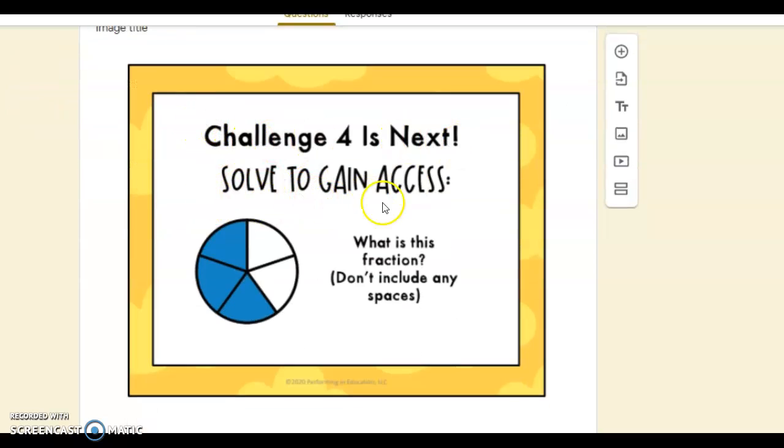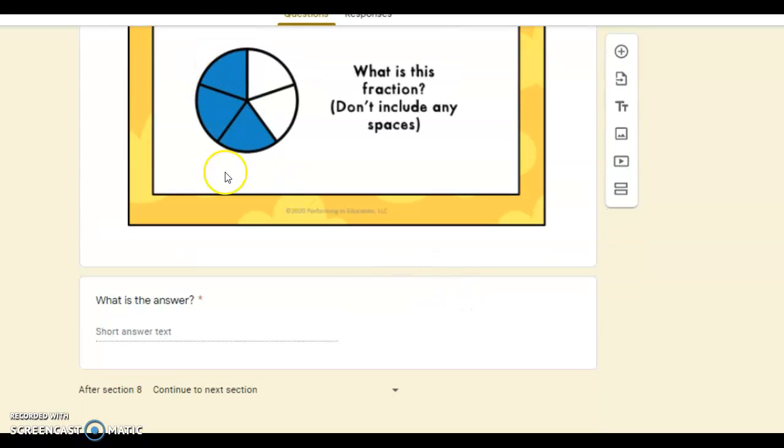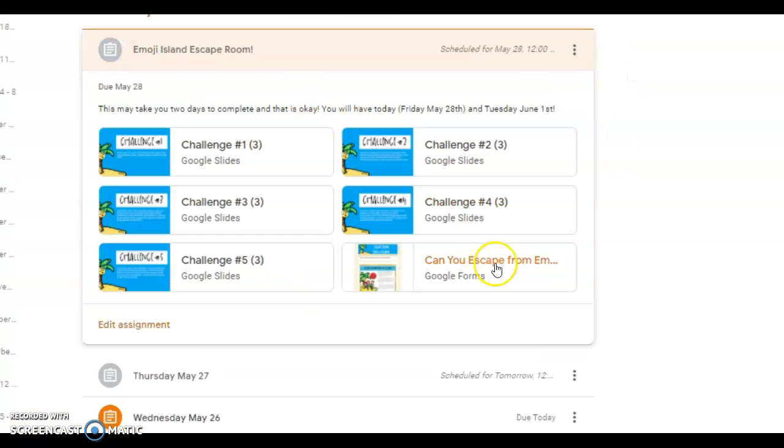What challenge is next? Solve to gain access. What is this fraction? Don't include any spaces. What is this fraction being represented? When you answer that question, it's going to take you to challenge number 4. So you're going to open up challenge number 4.